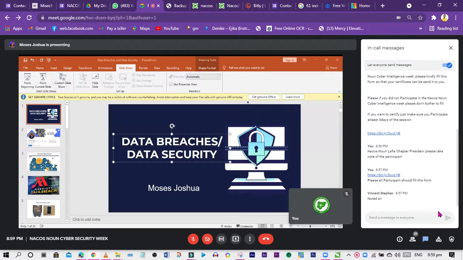You have different types of cyber attacks. You have malware attacks, man in the middle attacks, phishing, drive-by, password, and all of those attacks. So you can check them out. But these are the different ways that attackers can get hold of your data.